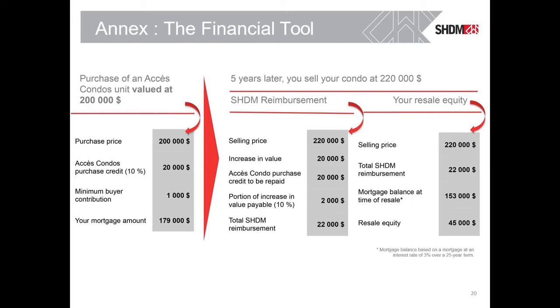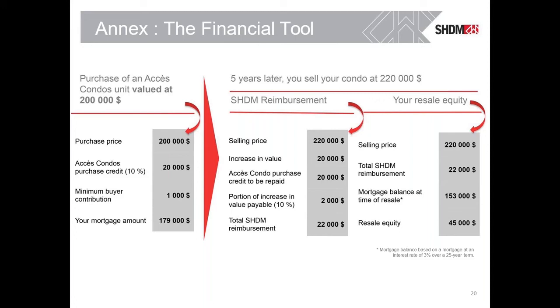The last slide is something we've seen together with Trillium and Options for Homes and all the other participants. So we have the comparison of a purchase. The purchase price is 200,000, and you have the purchase credit of 10%, 20,000. The minimum buyer contribution, the $1,000 I was talking about. It's not the 5% we ask, it's only $1,000. So the mortgage will be $179,000.